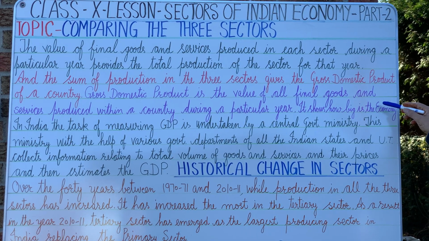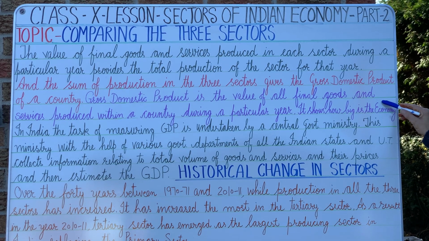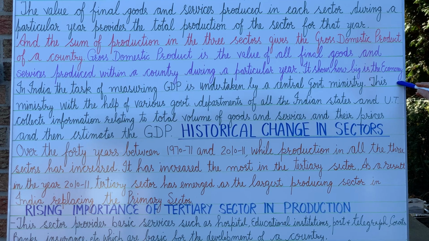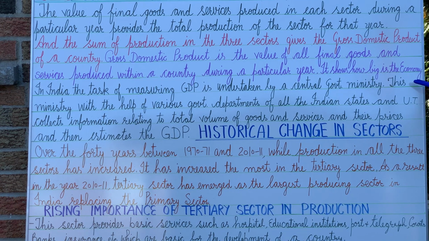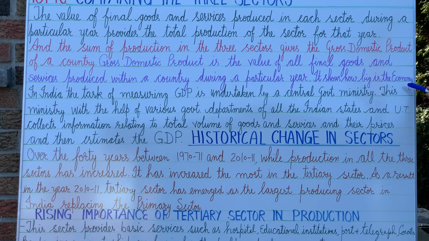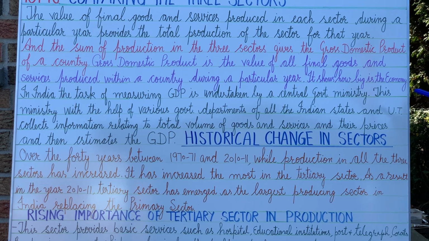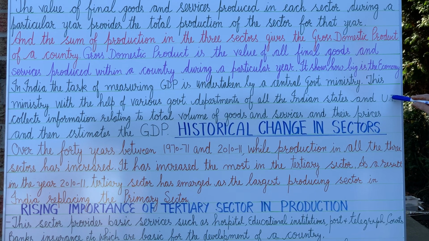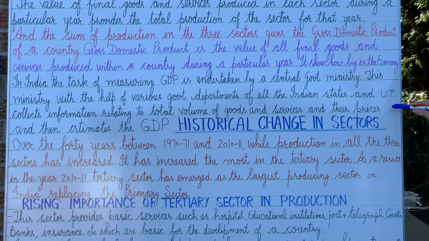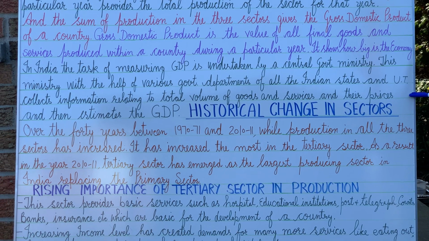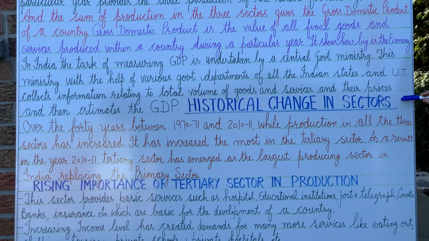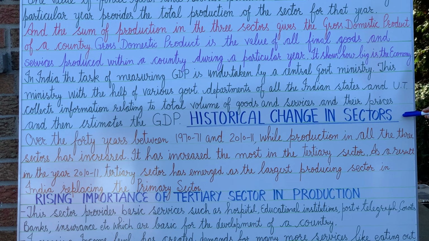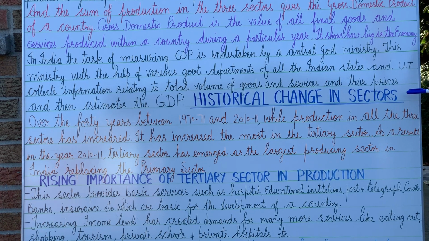And what is GDP? It is the value of all final goods and services produced within a country during a particular year. It also shows how big the economy of a country is. The task of measuring GDP in a country is undertaken by a central government ministry, and this ministry, with the help of various government departments of all the Indian states and the union territories, collects information relating to the total volume of goods and services and the prices, and then estimates the GDP of the country.